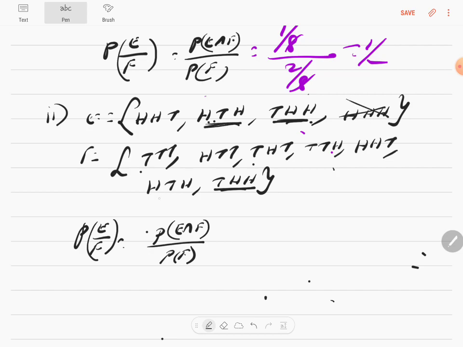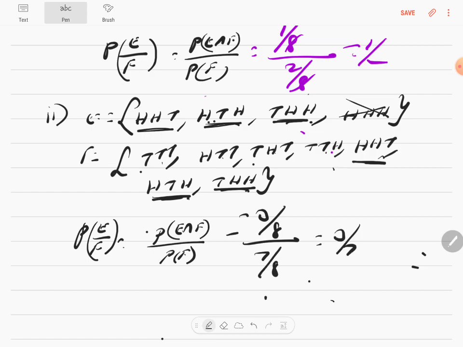HTH will be there, HHT will also be there, obviously. So what is intersecting? How many are intersecting? 3 are intersecting out of a sample space of again 8. 3 out of 8 is intersecting, by a total of F. 1, 2, 3, 4, 5, 6, 7. 7 out of 8. So the answer is 3 by 7.